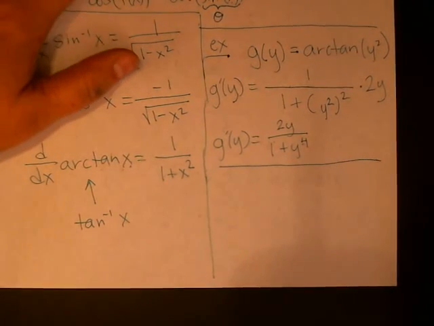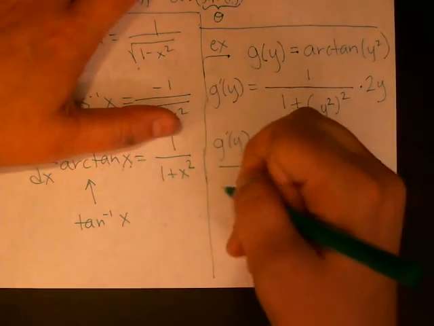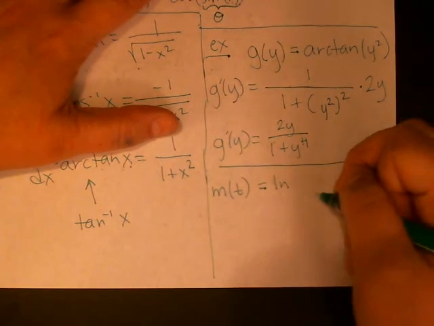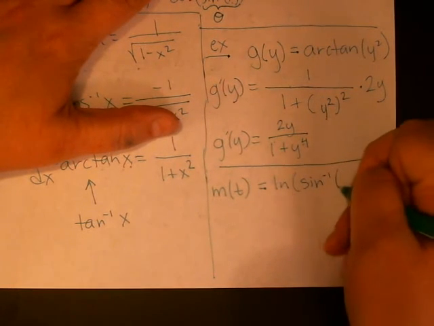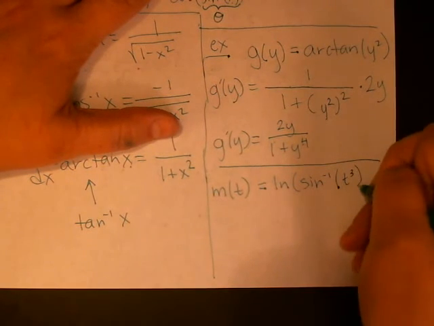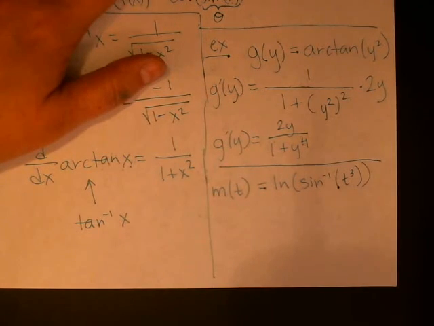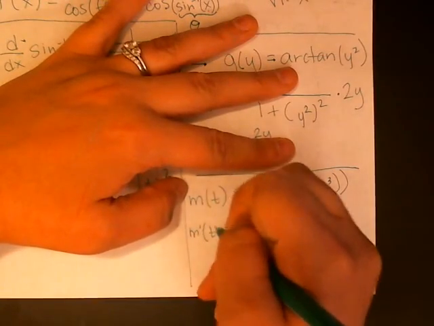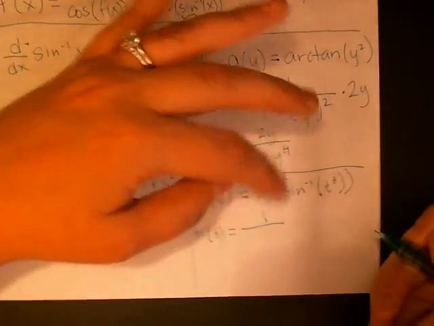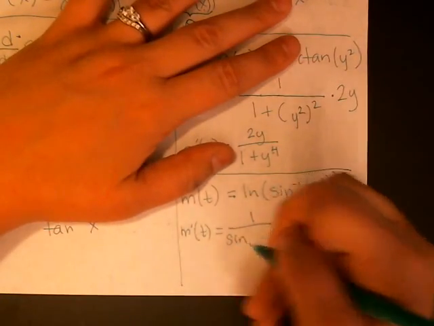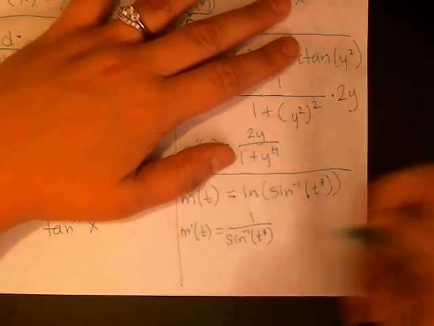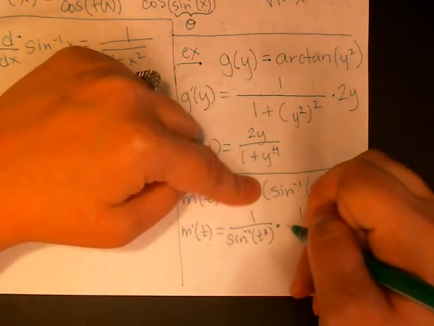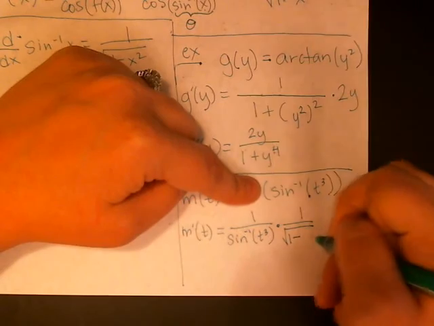Okay, so there's an arctan, and I think I'll do an arc sine as well. Let's say m of t is equal to the natural log of the inverse sine of t cubed. In this one, the last thing happening is the natural log. So the first thing that's going to happen is a 1 over. Natural log of stuff, derivative is 1 over that stuff. Now we've dealt with the natural log, so we need an inverse sine. The derivative of inverse sine is 1 over the square root of 1 minus stuff squared.